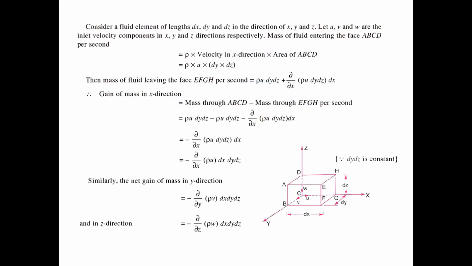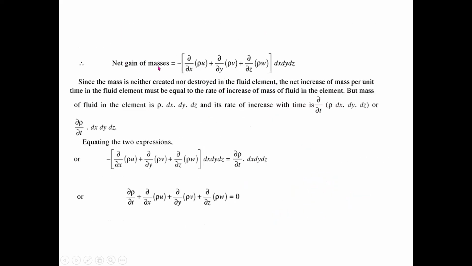Yes, sir. Right. So now if you see, these are the gain of mass in x direction, gain of mass in y direction, gain of mass in z direction. So what I'm going to take is the total gain now. So the net gain of mass in all x, y, z directions is like this. Since dx, dy, dz is common, you'll get minus of dou by dou x of rho u from the first, dou by dou y of rho v from the y-axis net gain, dou by dou z of rho w is the gain in the z-axis. So if you add all the three, you'll get the net gain of mass in all the directions commonly.